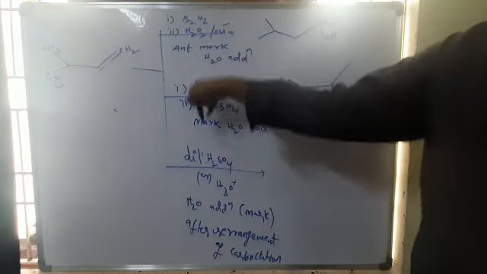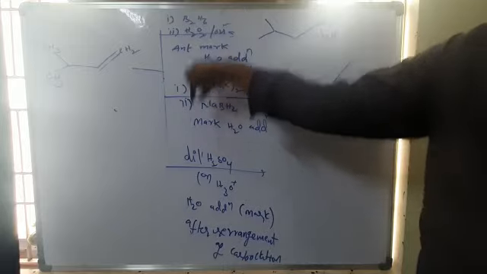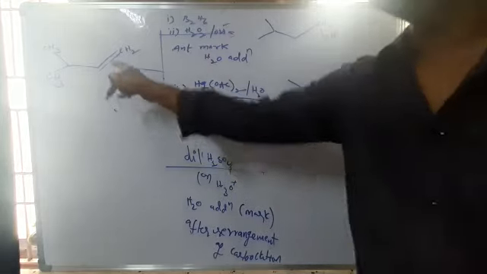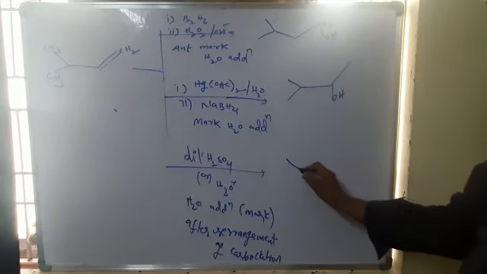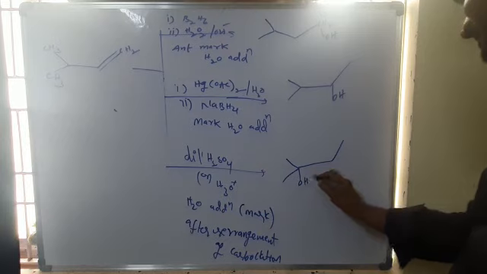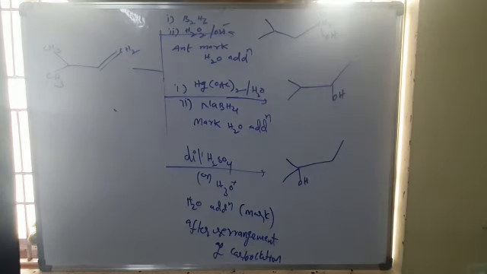In both these two cases, rearrangements are not present. Here anti-Markovnikov water addition, here Markovnikov water addition. So in this case, the product is here. Okay, these are the different product formations.